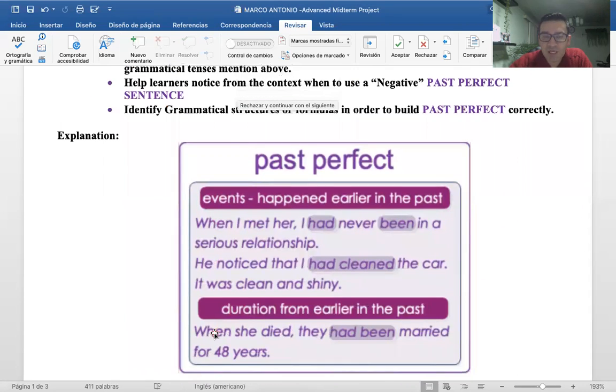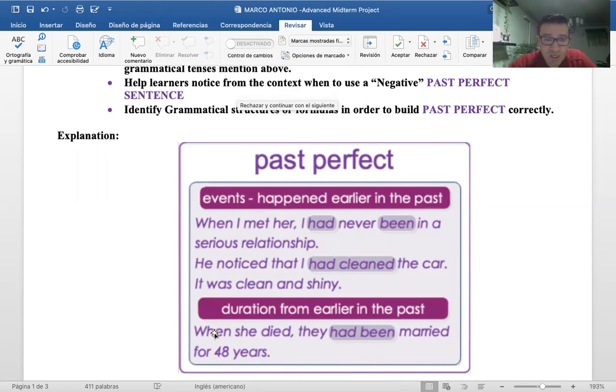The past perfect helps us to identify if an event happened earlier. By the way, all the events happen in the past. We are always talking about the past. As one of the strategies in order to make them understand this topic better, make them distinguish between the use of past simple and the past perfect. As I was saying in my explanation, the events happened earlier in the past.